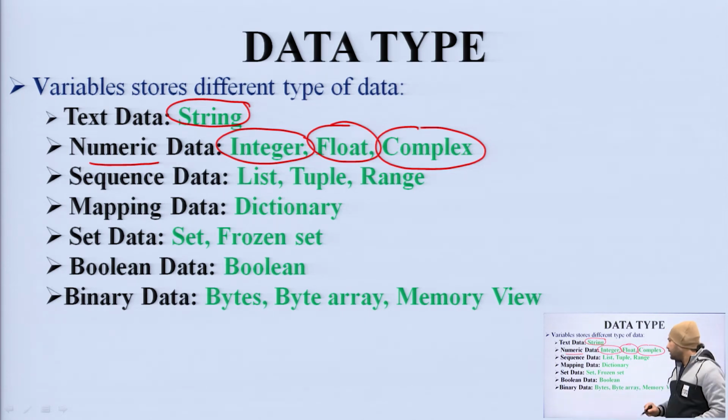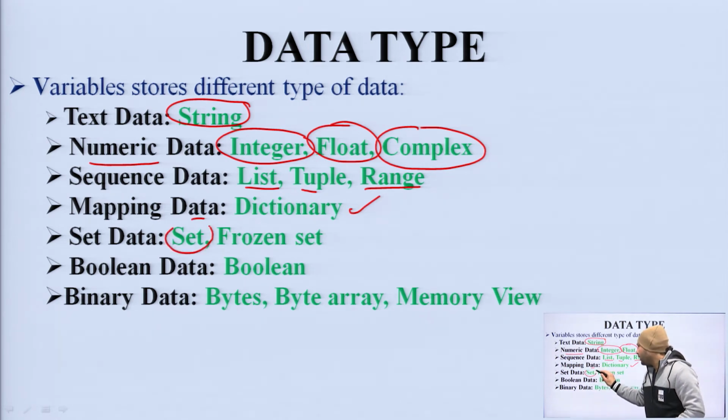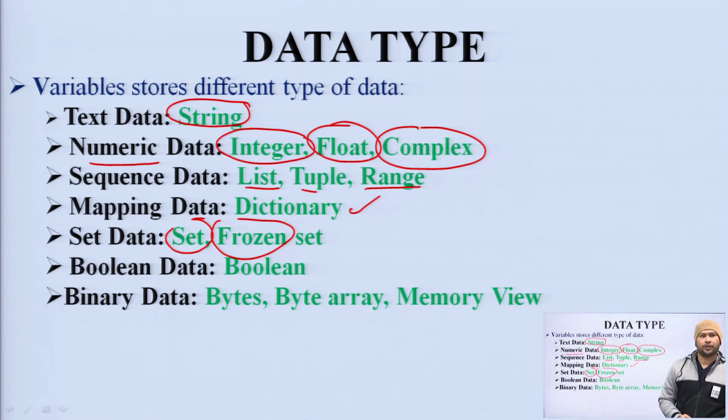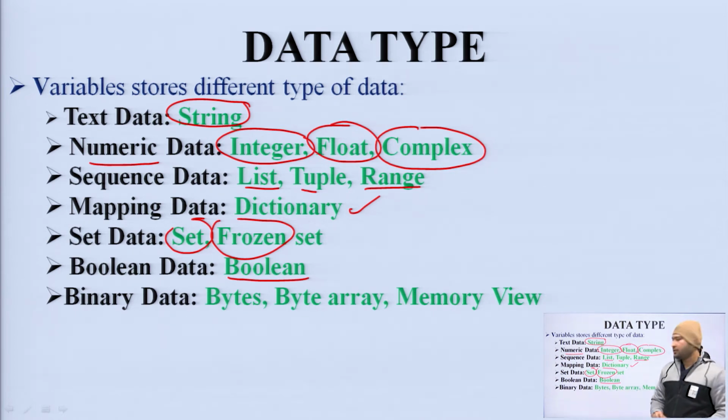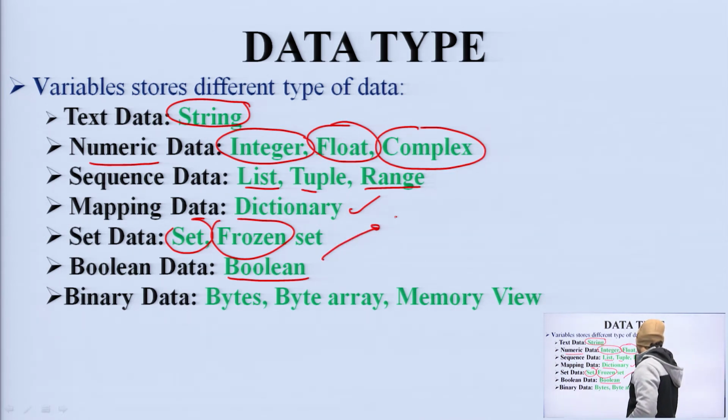Similarly, in the sequence data type you can see list, tuple, range. In the mapping data type you can see only one, that is the dictionary, but in the set data type you have 2. One is set, the second one is frozenset. Frozen means fixed or rigid, that means it cannot be changed. Next is the boolean data type. In the boolean data type we have 2 values: the very first one is True and the second one is False.